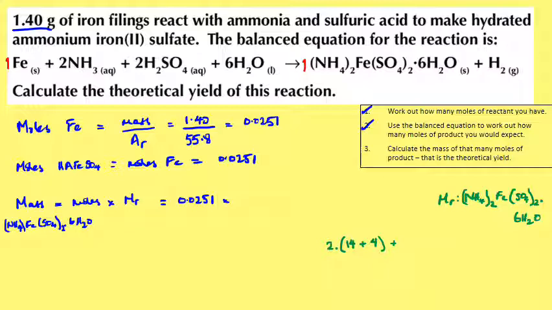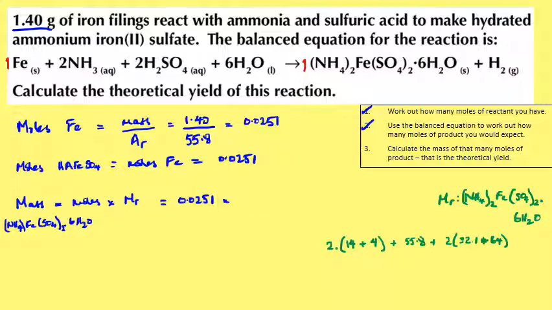We have 1 iron. We already know iron is 55.8, and we have 2 sulfates. So 2 times sulfur is 32.1. Oxygen is 16. So 4 times 16, 64. That should be a plus.